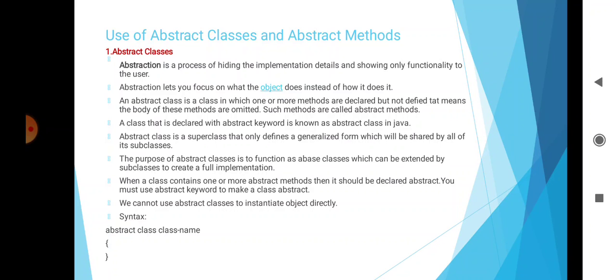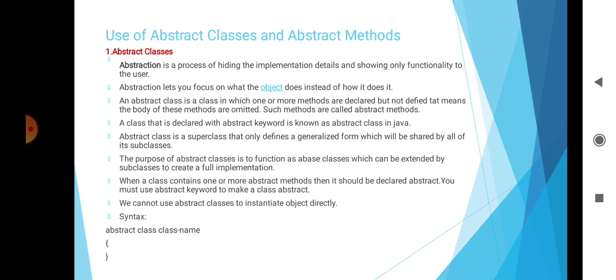An abstract class is a class in which one or more methods are declared but not defined. That means the body of these methods is omitted. Such methods are called abstract methods. Abstract classes cannot be used to create objects, but can be used to create object references, and an abstract class is declared with the abstract keyword. First we will see the abstract classes.